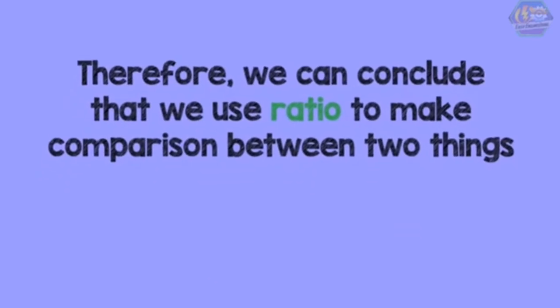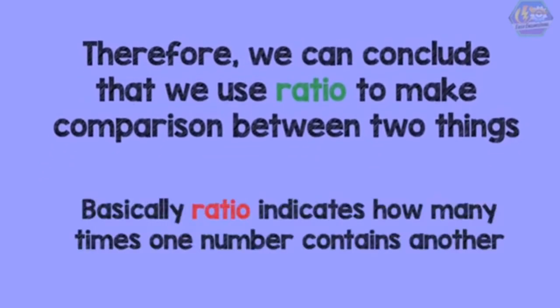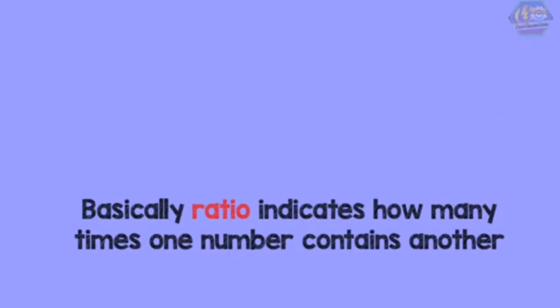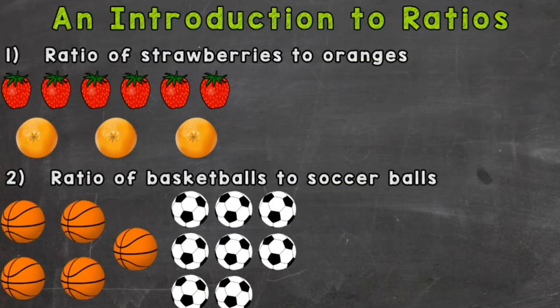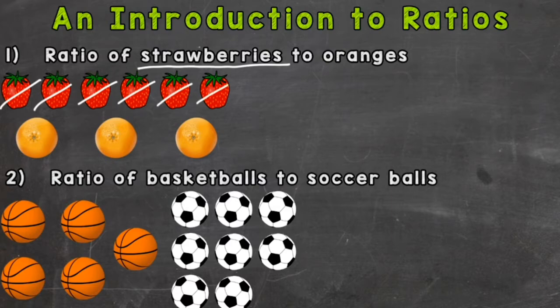Therefore, we can conclude that we use ratio to make comparison between two things. Basically, ratio indicates how many things are contained in another. Now, let's look at more on introduction to ratio. Let's compare the number of strawberries and oranges we have in this example. When we count the number of strawberries, we discover we have 6. Then in a ratio we can write it as 6:3 because there are 6 strawberries and 3 oranges.